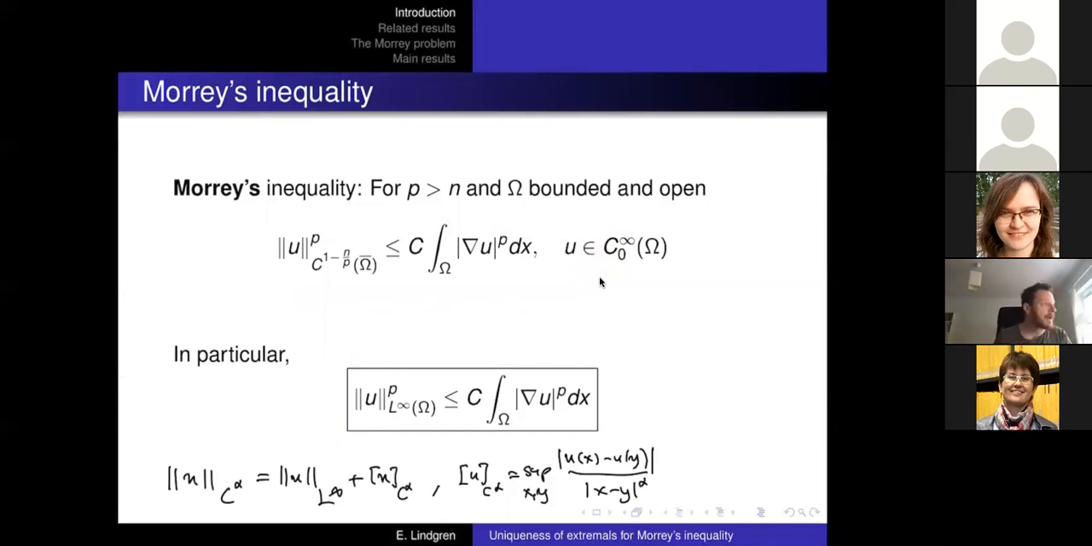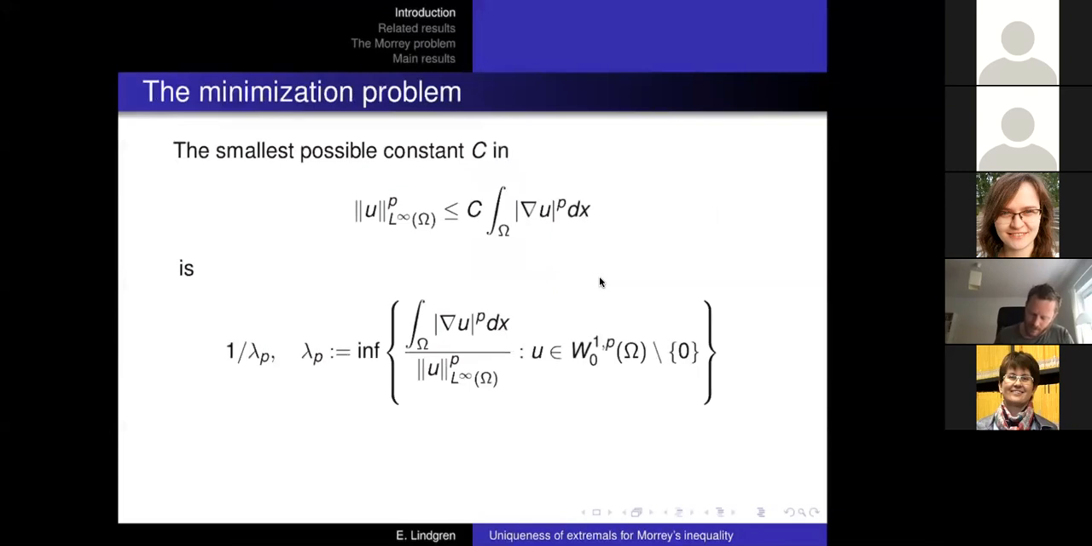And so if you look for the smallest possible constant in this inequality, you can of course formulate it as 1 over lambda p, where lambda p is the infimum of this Rayleigh-type quotient.